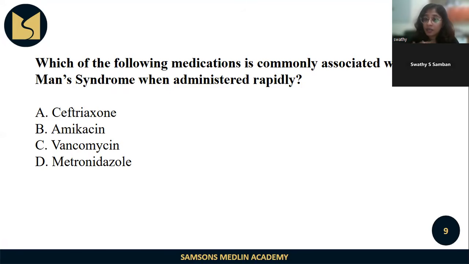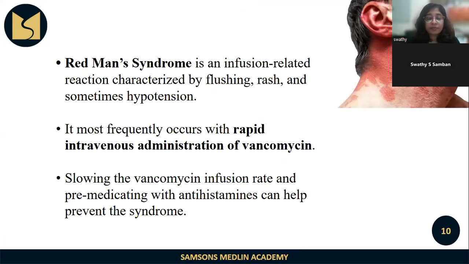I've actually clubbed the vancomycin questions together so that you have an understanding. Just with one drug, these are the number of questions that you can expect. So vancomycin is important, and red man syndrome is the one related to vancomycin. So vancomycin can cause red man syndrome when it is administered rapidly. Okay, let's see the explanation.